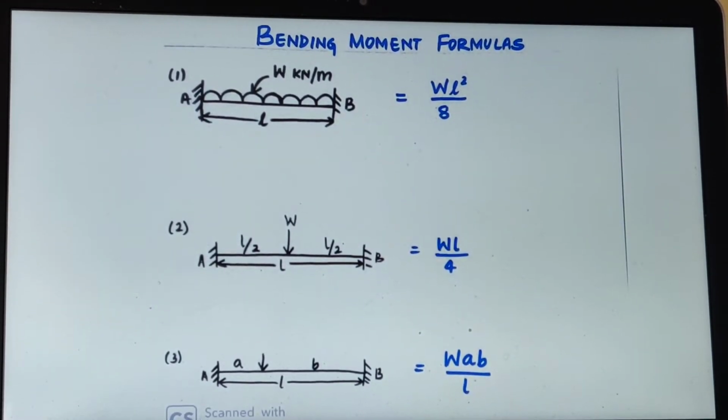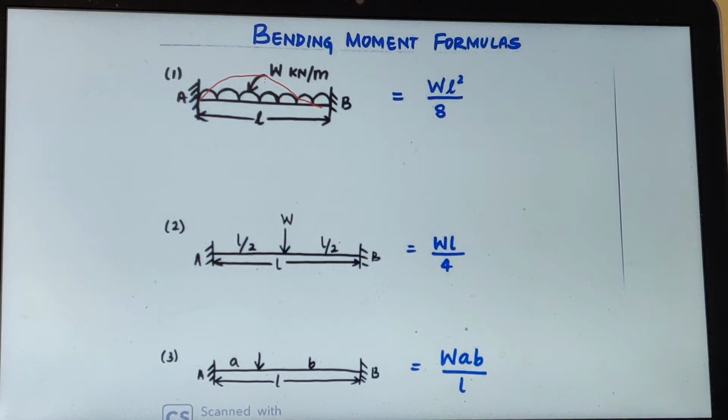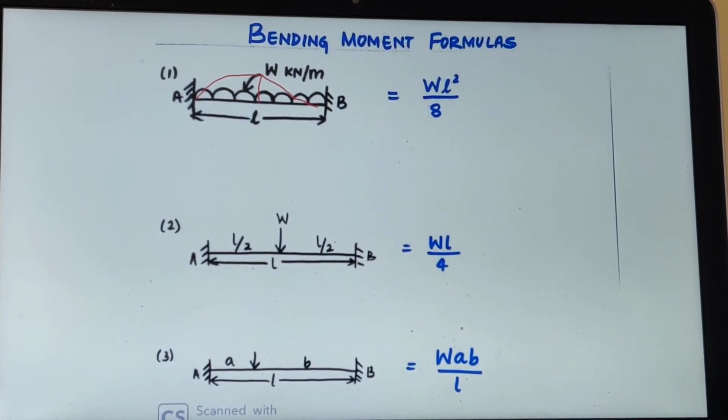These are for the bending moment formulas. This is the maximum bending moment at the midspan. So you will have a BMD like this. So here it will be WL squared by 8. Here similarly it will be WL by 4 and WAB by L.